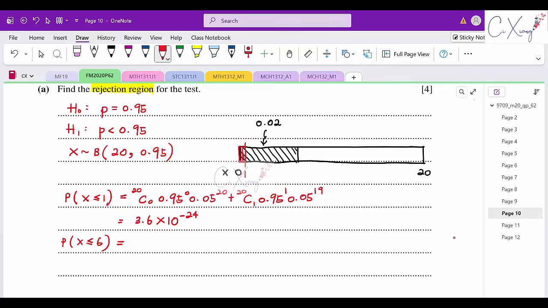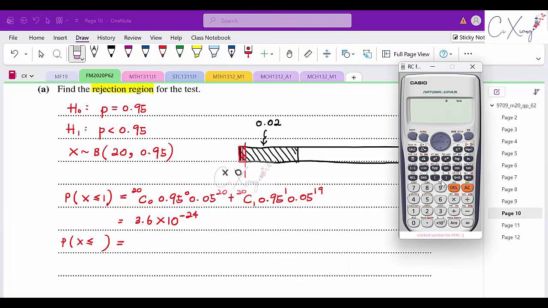Some students, if you are very patient, can just try to figure out the probability one by one. But for me, I feel that it is really troublesome or very hard to calculate one by one, because this value is way too small compared with the 0.02. So there's an easier way for us to get the probability for all the values here.